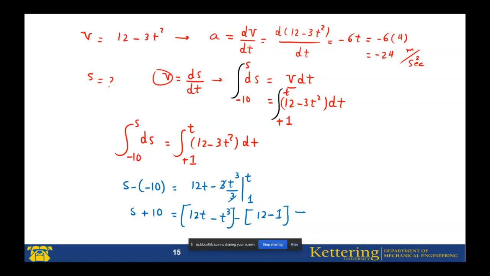So s plus 10 equal to 12t minus t cubed minus 11. I will write this one in this color: s is equal to 12t minus t cubed minus 21. Now, I found the s equation.